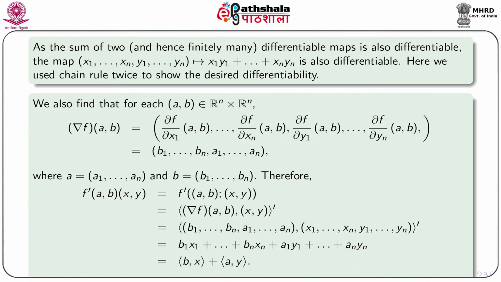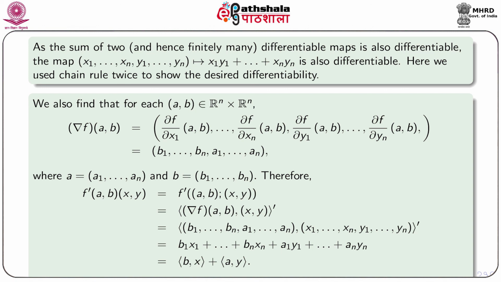We know that the sum of two differentiable maps is differentiable. We can extend this result to finitely many cases. So, the sum of finitely many differentiable maps is also differentiable. So, the map (x1 to xn, y1 to yn) goes to x1 y1 plus up to xn yn is also differentiable. So, using chain rule, we find the differentiability of the desired function.